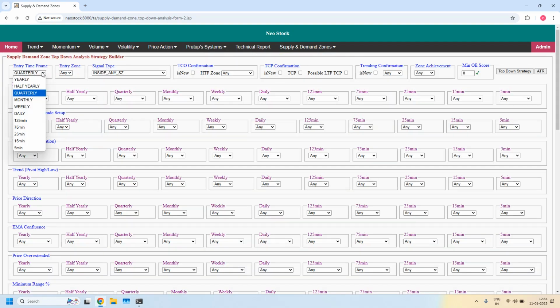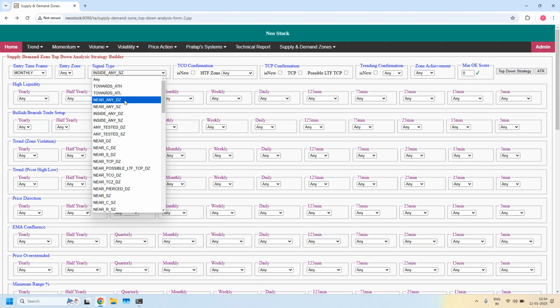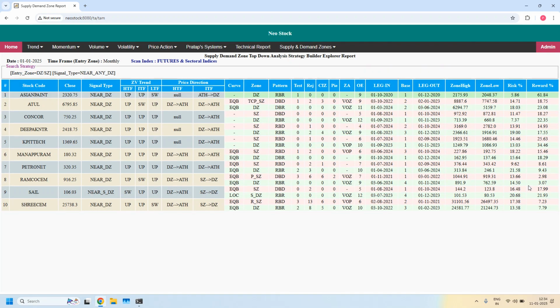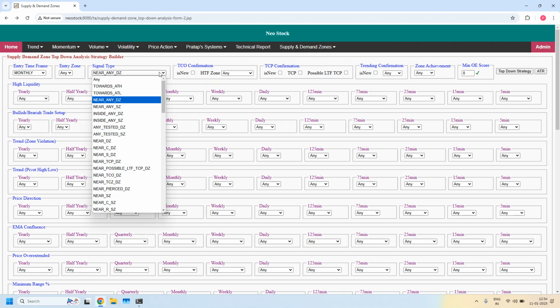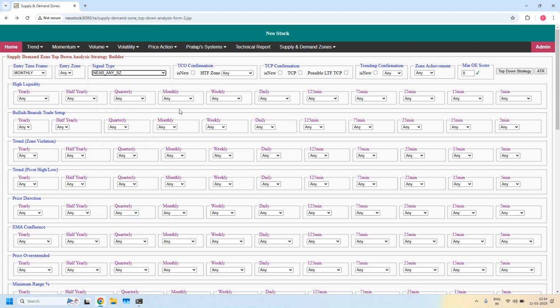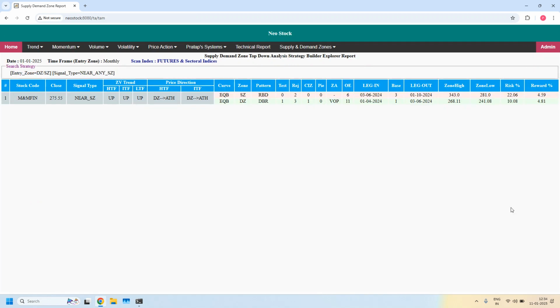Next time frame is monthly. Stocks near monthly demand zone. 10 stocks are filtered. Next monthly time frame. Stocks near monthly supply zone. 1 stock is filtered.